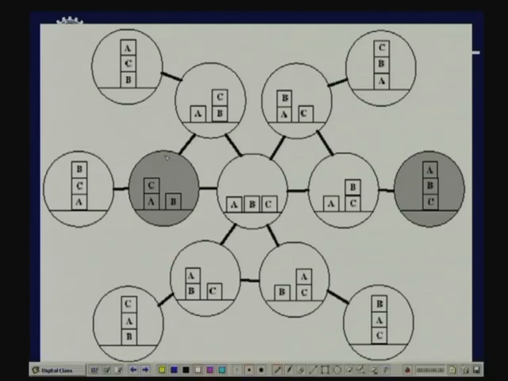Now, let us look at the Blocks World search space. This is the initial state of the Sussman anomaly problem. This is the state where C is on top of A, and B is there on the table, and A is there on the table, and this is the goal state that we wish to achieve, right.